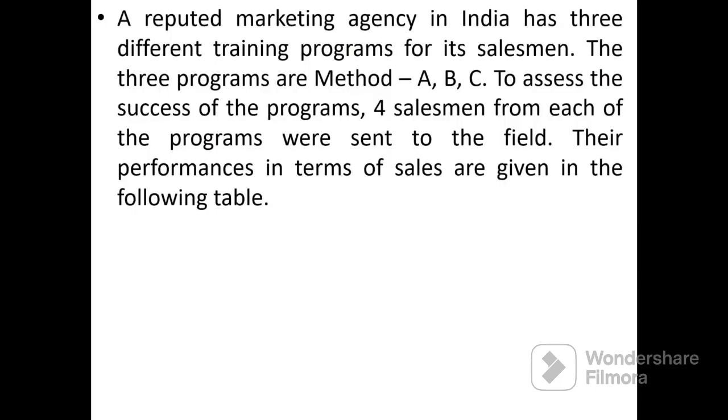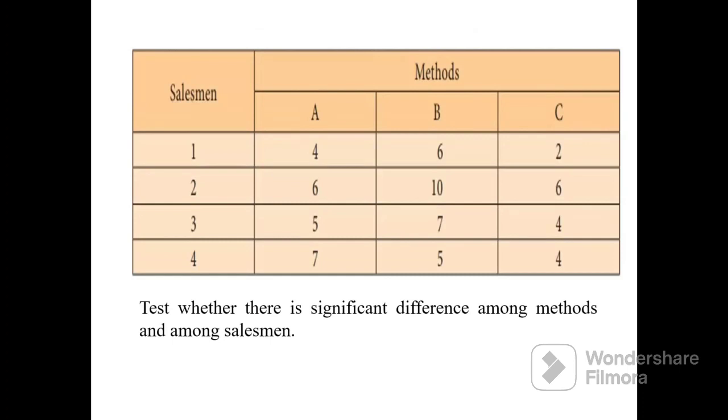And this is the example that we are considering for salesmen and the methods that have been trained in some training programs related to salesmen, that is method A, method B, and method C. So the data is salesmen, there are 4 salesmen: 1, 2, 3, 4. If we consider salesman as factor A, then small p will be 4. And similarly for methods, there are 3 methods we have to compare. Then we can compare salesmen as well as methods. So test whether there is a significant difference among the methods and among the salesmen.